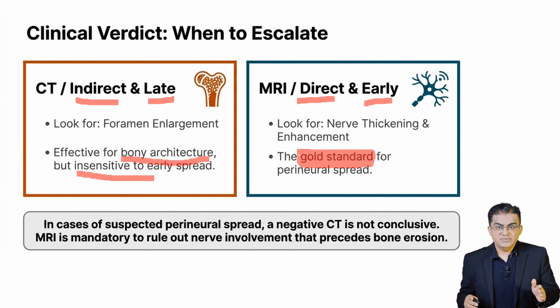Here is the bottom line. If you have a case where you suspect perineural spread, like those hard palate, upper gingiva, a negative CT scan means absolutely nothing. It is simply not conclusive. An MRI is strictly mandatory to rule out nerve involvement long before the bone erosion ever happens. Never ever clear a patient for surgery based on a negative CT. Get the MRI.